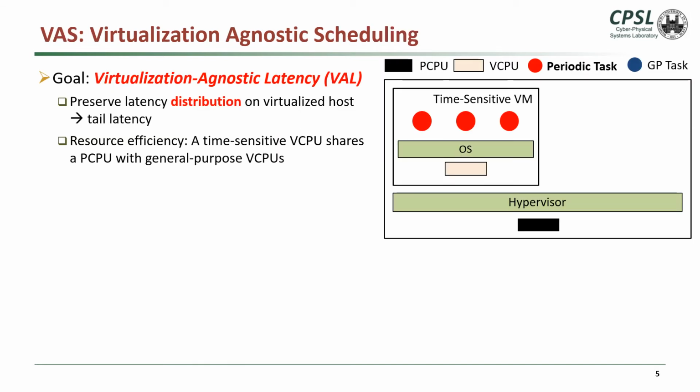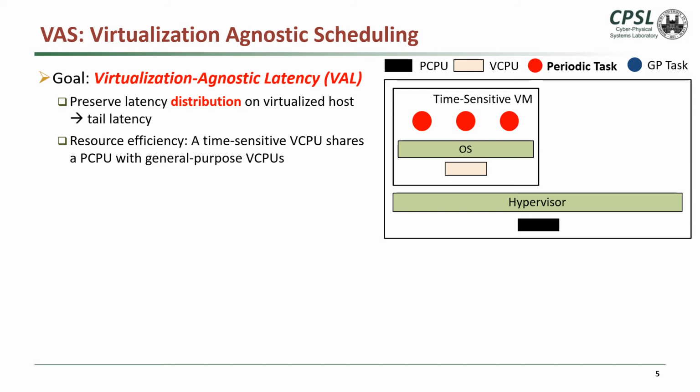We deploy time-sensitive applications within a time-sensitive virtual machine on a virtualized host. People tend to dedicate pCPUs to the vCPUs of these machines, letting the vCPU monopolize the pCPU to get the best performance for their time-sensitive applications. However, this approach causes over-provisioning.